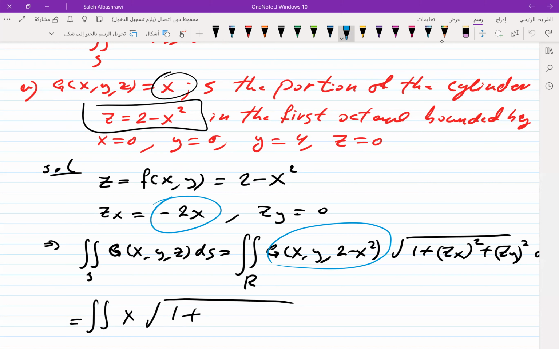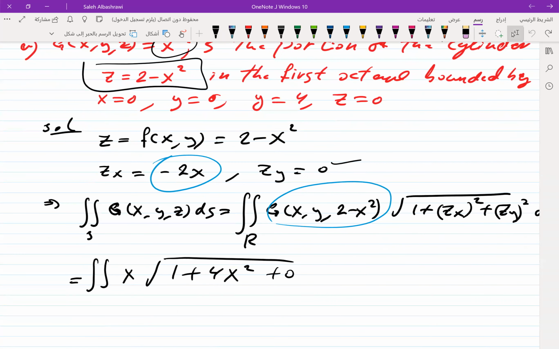If we square it, we get 4x squared, plus z sub y squared equal to 0, dA. Let me show the region that we have. What is R? Because we are going to integrate this over R.